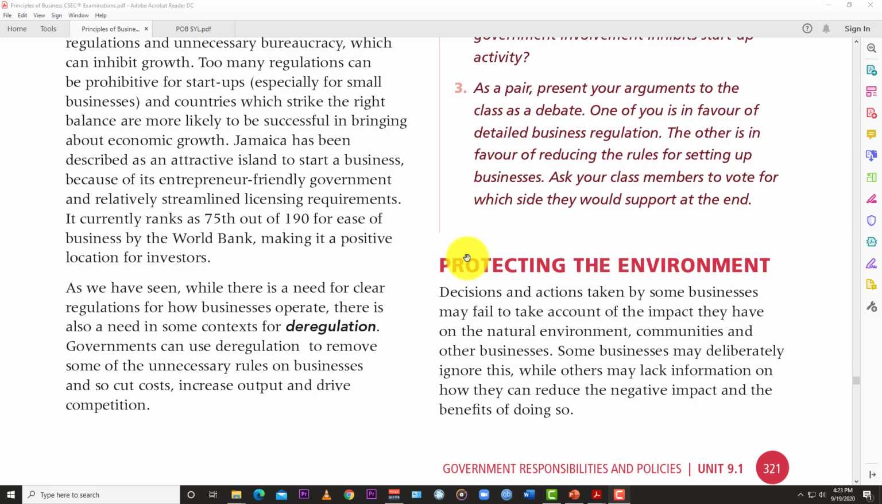And of course, we discussed protecting the environment already, where the government has rules in place so that the environment is not depleted, is not taken advantage of for the sake of profit. All right, decisions and actions taken by some businesses may fail to take account of the impact they have on the natural environment, communities, and other businesses. Some businesses may deliberately ignore this, while others may lack information on how they can reduce the negative impact and the benefits of doing so.